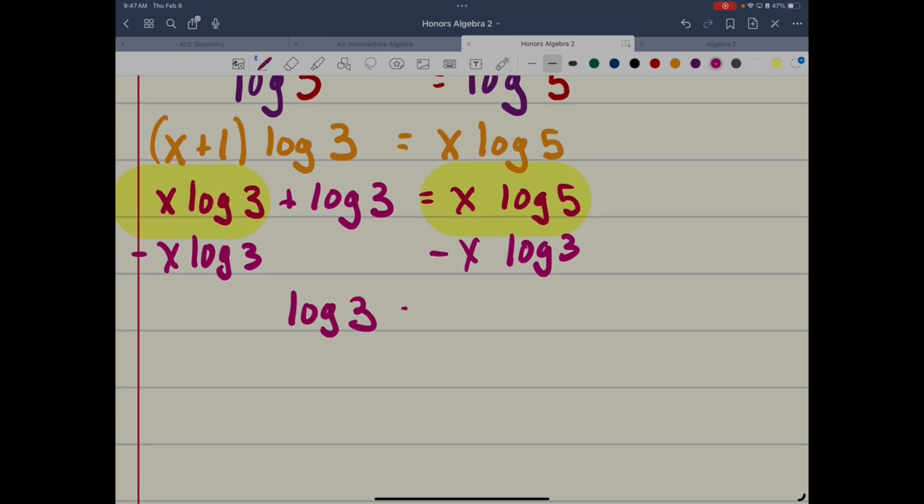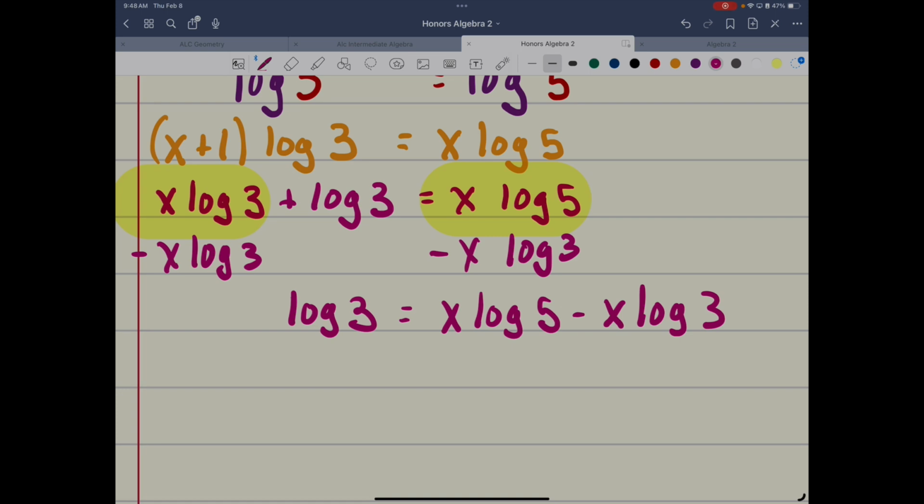Now this gives me log of 3 is equal to x log of 5 minus x log of 3. I can't take 5 minus 3. The logs don't match up, so I can't subtract. So that's the answer? No, we're not done. We've got to solve for x. The whole thing is to solve for x. We've got to figure out what this x value is.